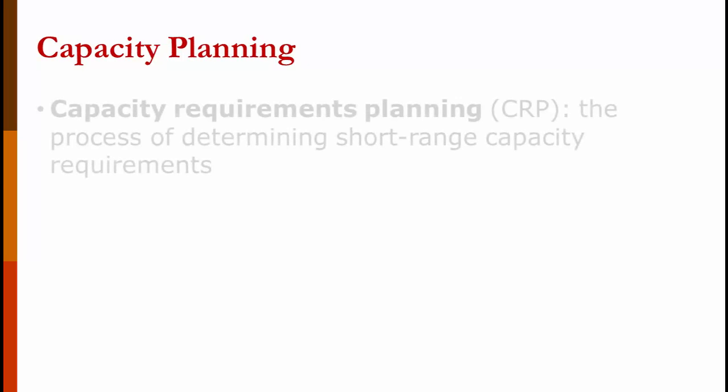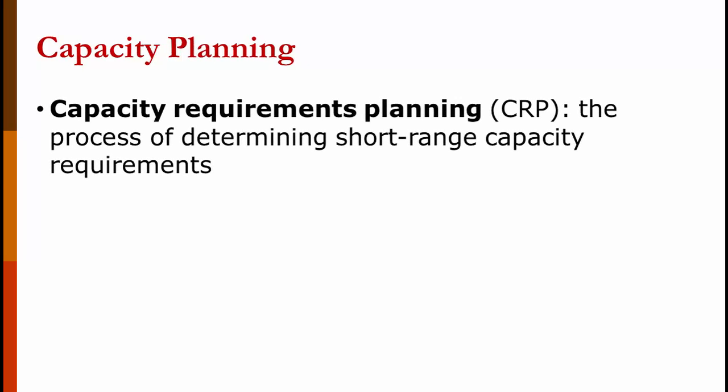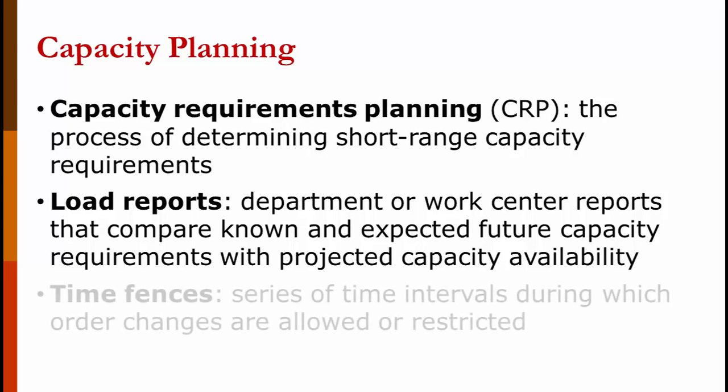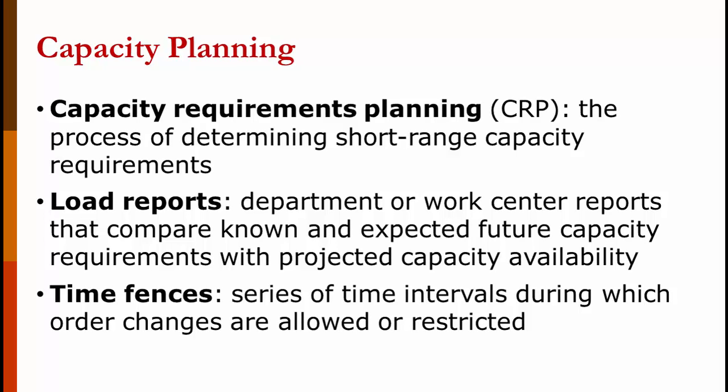Now let's look at some terms regarding capacity planning. Capacity requirements planning is the process of determining short-range capacity requirements at every single workstation in the factory. Load reports are department or work center reports that compare known and expected future capacity requirements with the projected capacity available. In other words, they tell you how well or how poorly each workstation is going to be able to handle the demands on it for the planning period. Time fences are a series of time intervals during which order changes are allowed or restricted. We'll talk about that in more detail later.